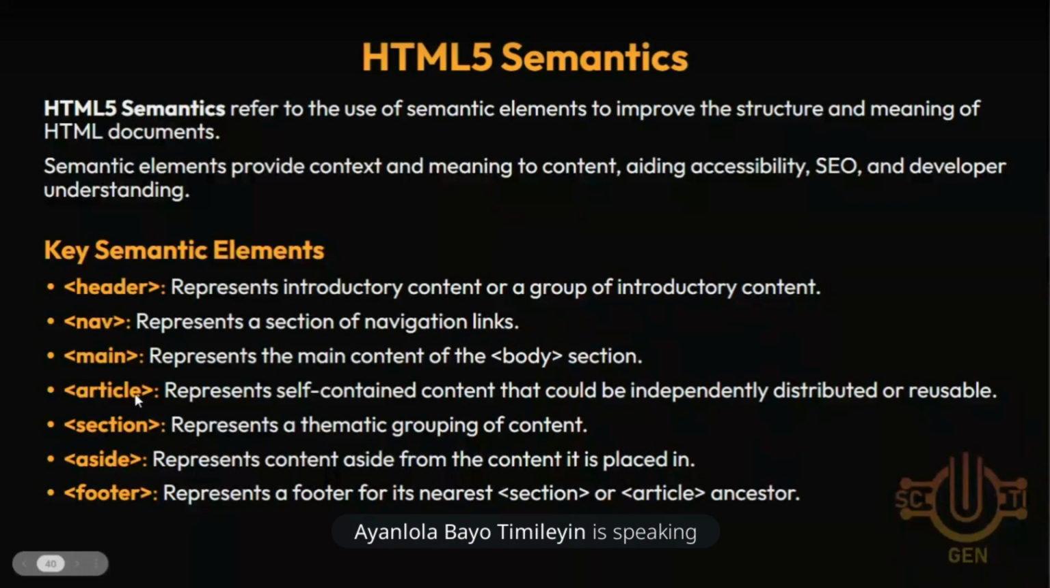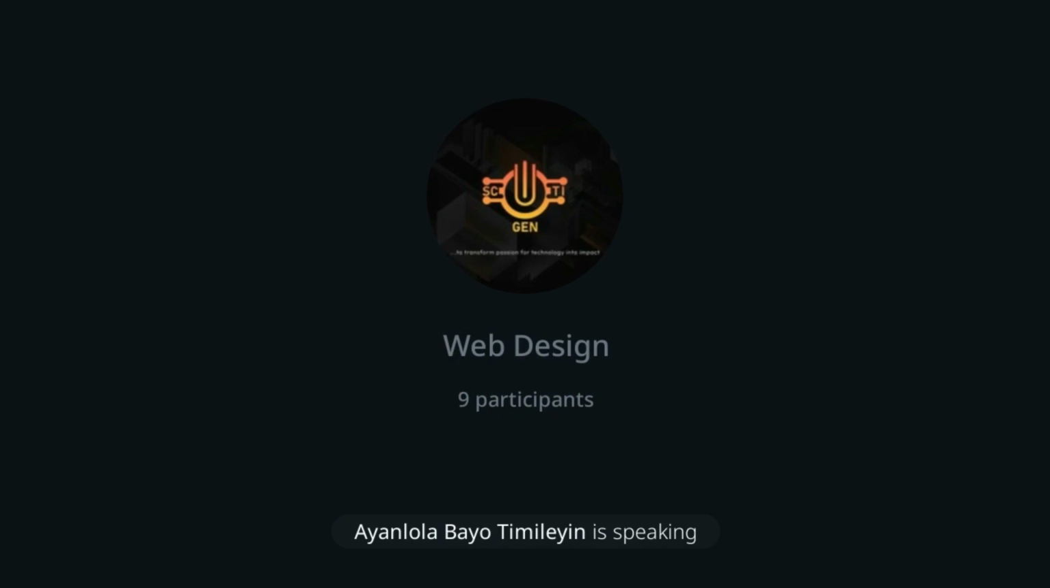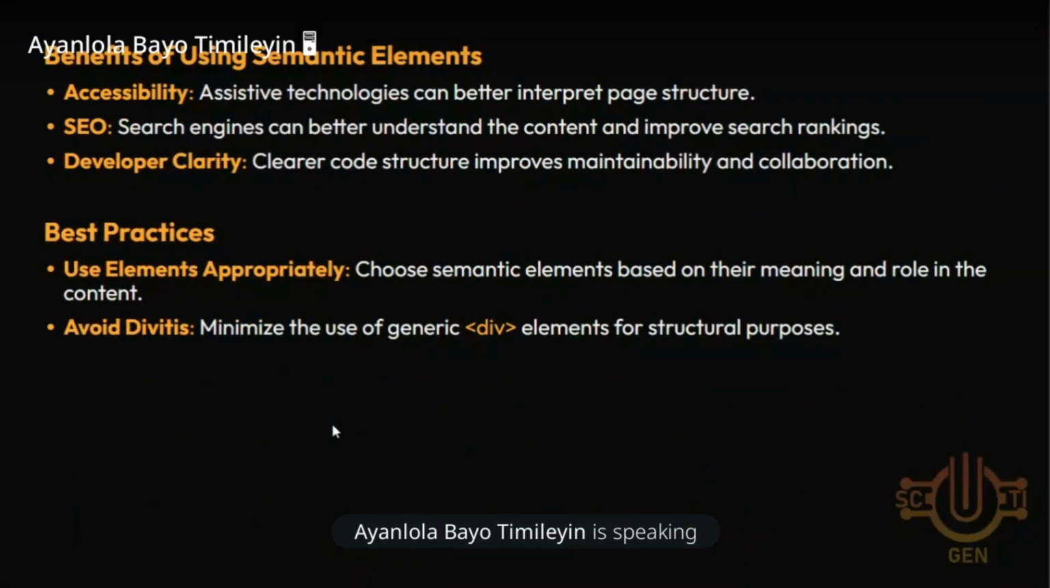So article represents self-contained content that could be independently distributed or reusable. All right. And then we have section. Section represents a thematic grouping of content. And then aside. Aside represents content aside from the content. Okay. Aside from the content it is placed in.